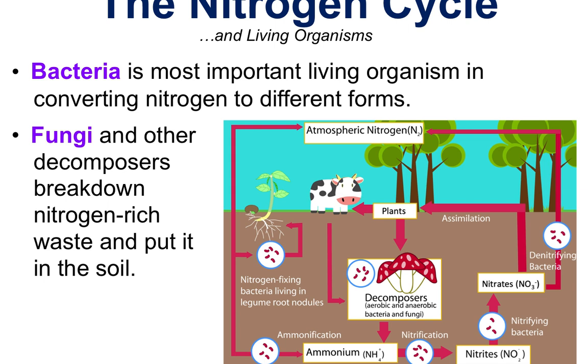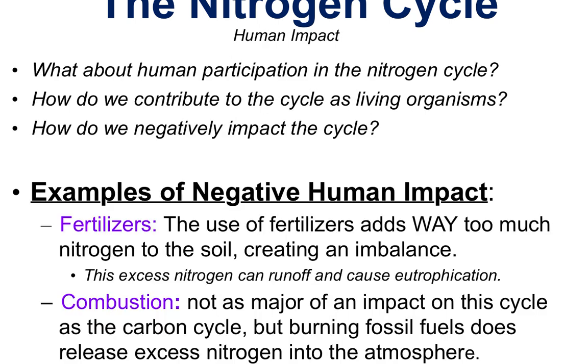Bacteria are the most important living organism when it comes to converting nitrogen into different forms. There are specialized bacteria that we need, and they are useful in taking this high amount of nitrogen gas and transforming it into something that other living things can use. Fungus and other decomposers are good at breaking down these nitrogen-rich waste products and also putting useful nitrogen products back into the system. So how do humans impact the nitrogen cycle?